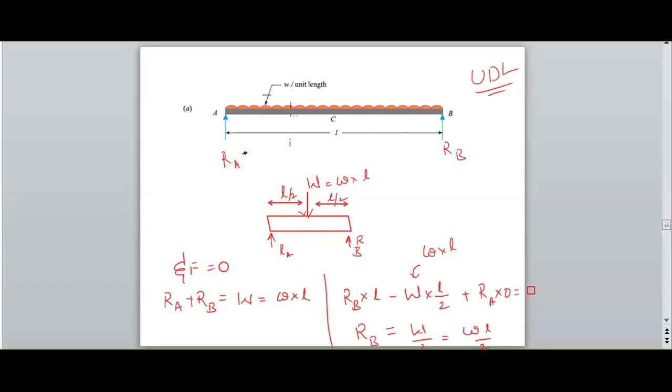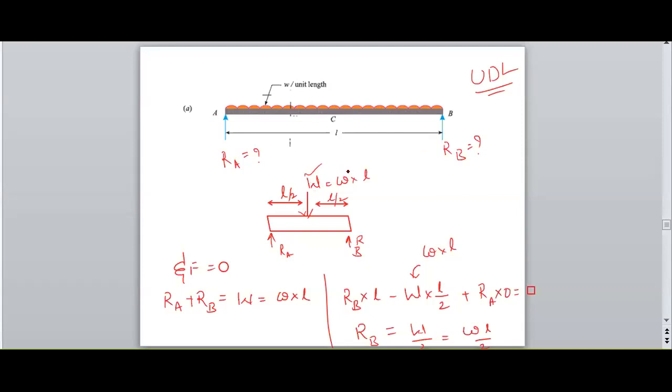So here the RA and RB, the support reactions, are the unknowns. To find the reactions, I need to convert the UDL into a point load. The value is capital W.